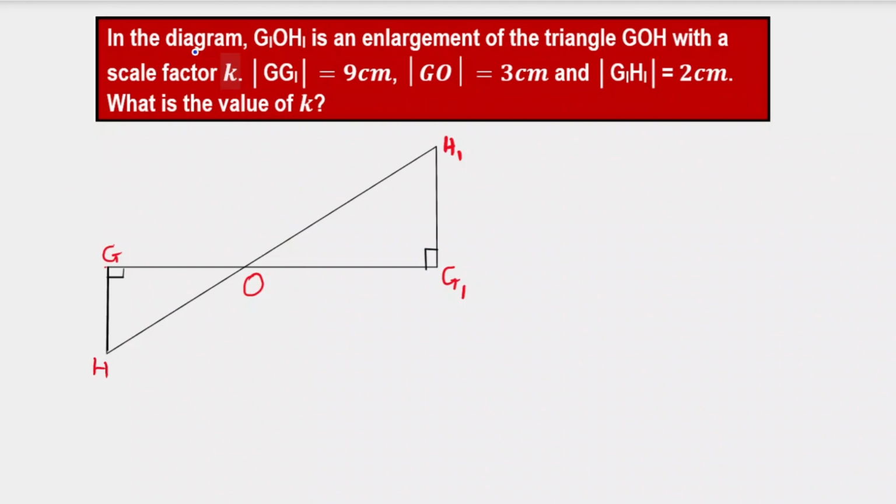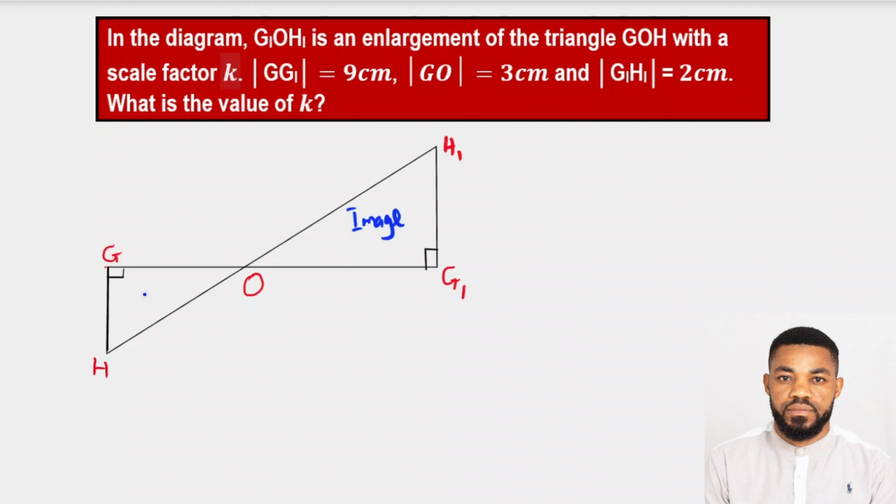Now let's get on this question. In the diagram, G1OH1 is an enlargement of triangle GOH with a scale factor K. So let's get that one here. G1OH1 is an enlargement of this triangle. So that means this is the image, and this is obviously going to be the object. So we have enlarged this triangle to get this triangle, and the scale factor is K. G1O is 9 centimeters. That is from this point to this point. So let me highlight that one here. That is 9 centimeters. Now GO is 3 centimeters.